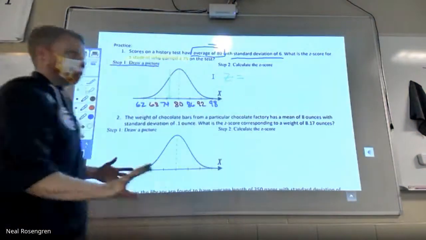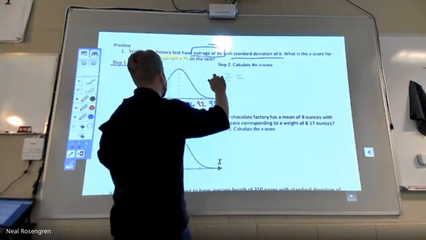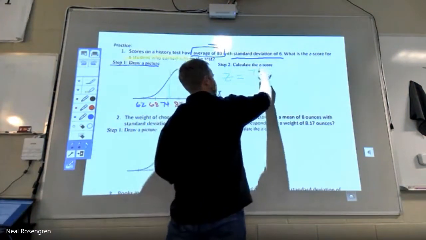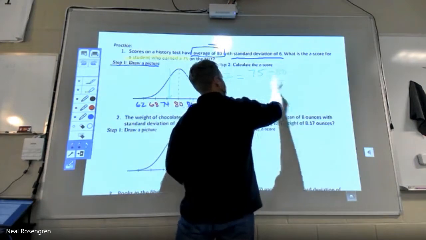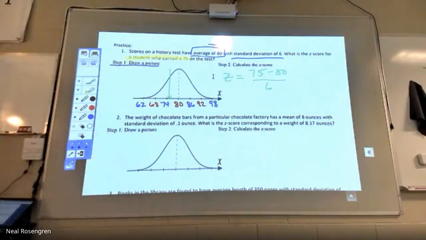Just having that foresight, I think, is going to help us a lot with this next one. I think if you've done this already, thank you for waiting. So 75 minus 80 over 6. The value minus the average over the standard deviation. X minus mu over 6.